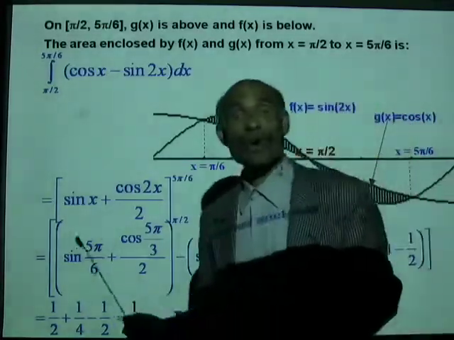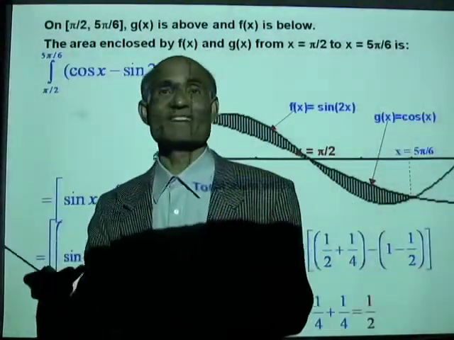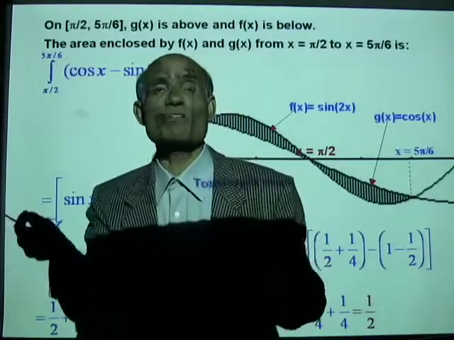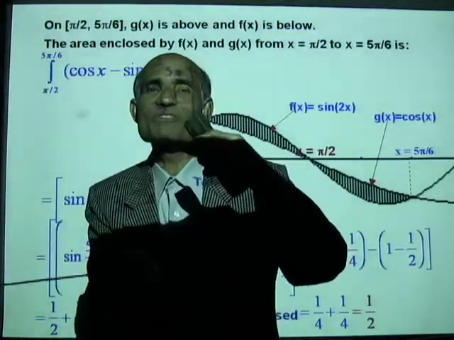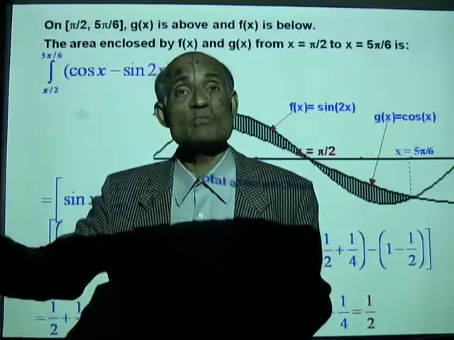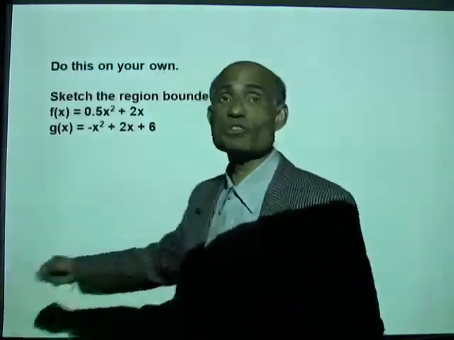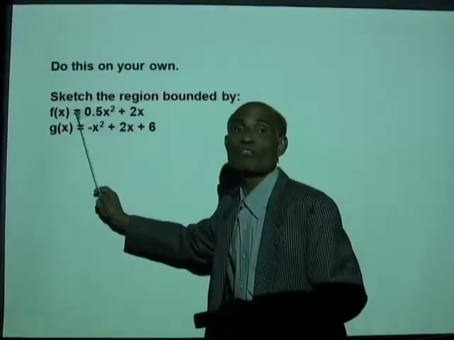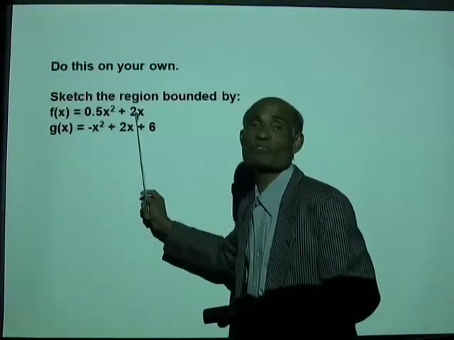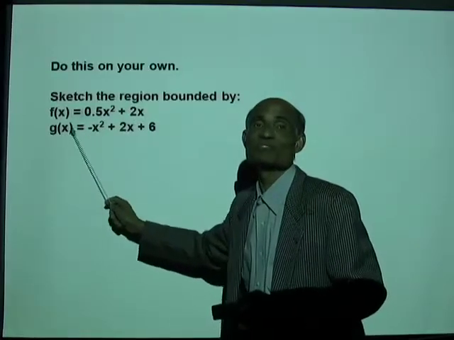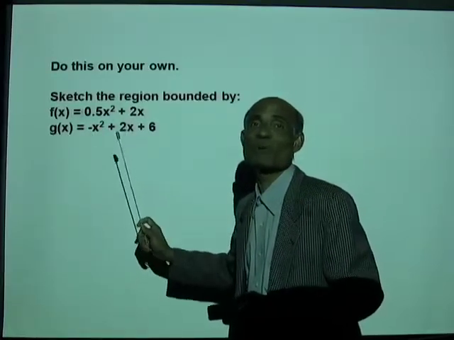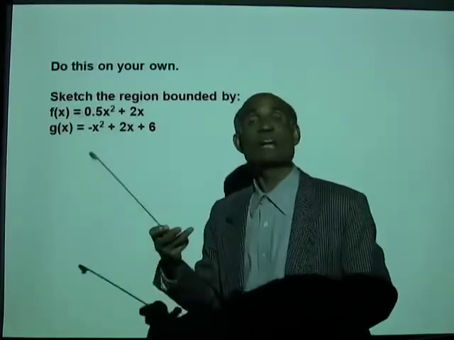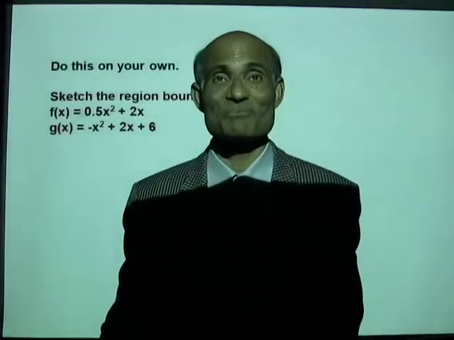Now actually we have gone through extensively and dealt with the concept of area enclosed by two graphs. I want you to now do a number of these as homework, or try this on your own. Sketch the region bounded by f of x equal to 0.5x squared plus 2x, and g of x equal to negative x squared plus 2x plus 6. Try this on your own and see whether you understand the concept. All right?